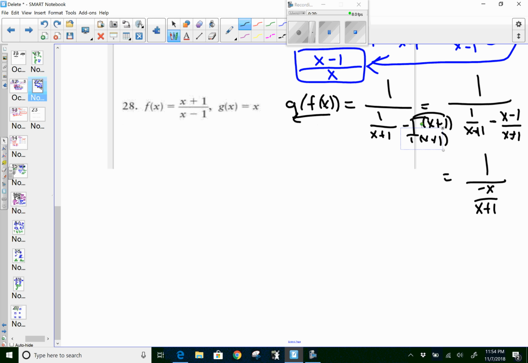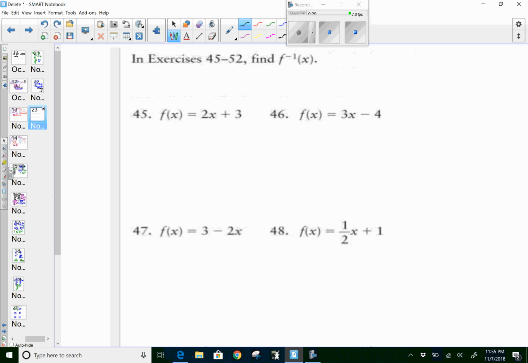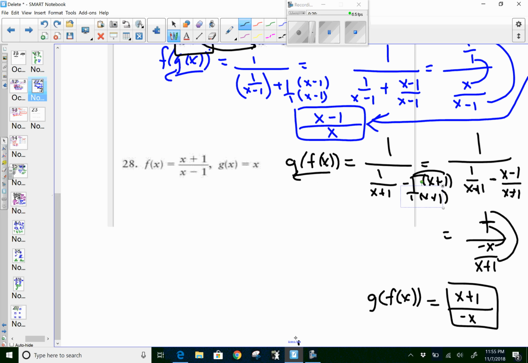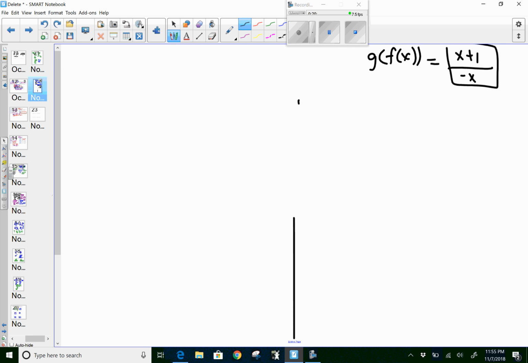Same thing that I did up there, I'm going to do again. So this is 1 over 1, bigger rainbow, smaller rainbow, right? So bigger rainbow goes on the top. So 1 times x plus 1 is x plus 1. And then 1 times negative x is negative x. So this is what g of f of x is equal to. All right, last one. Is there any crap on the bottom? No, okay. All right, last one.